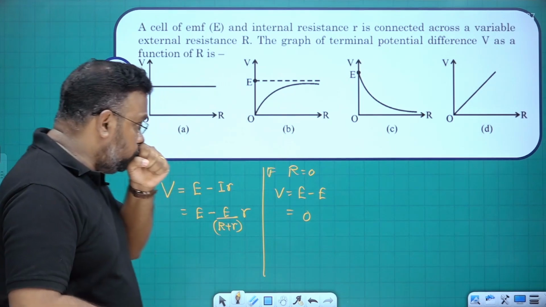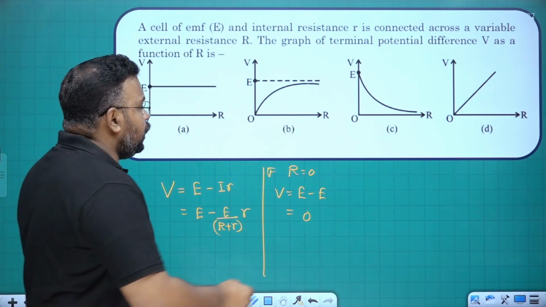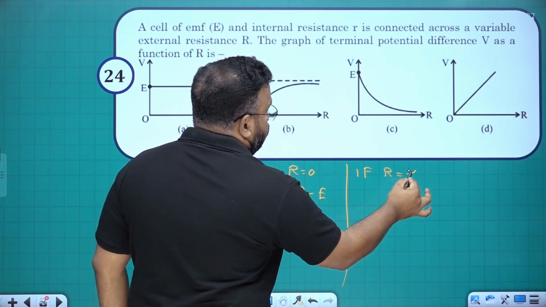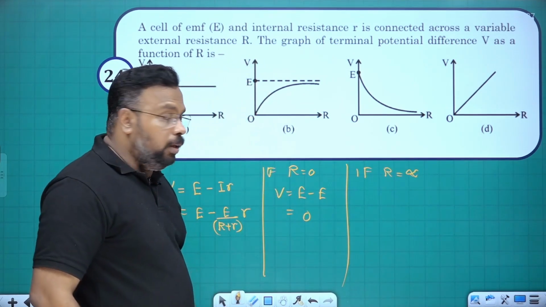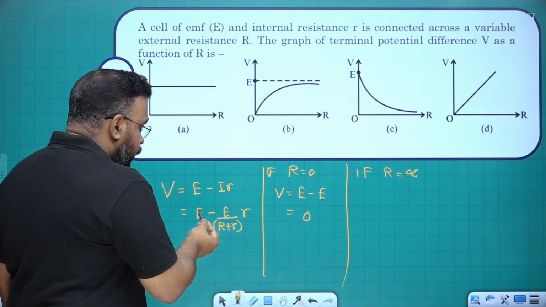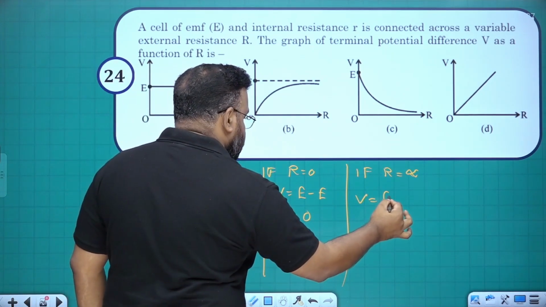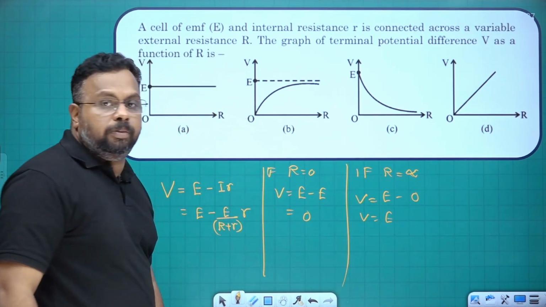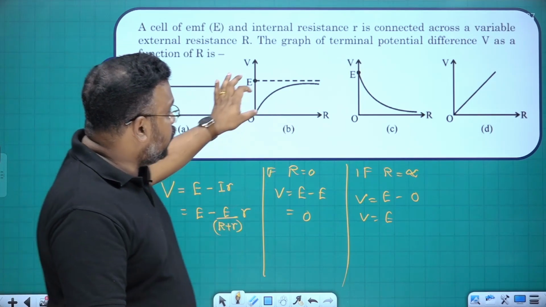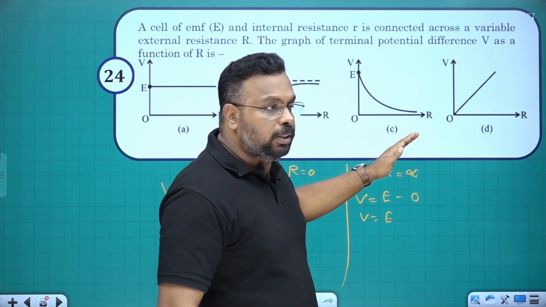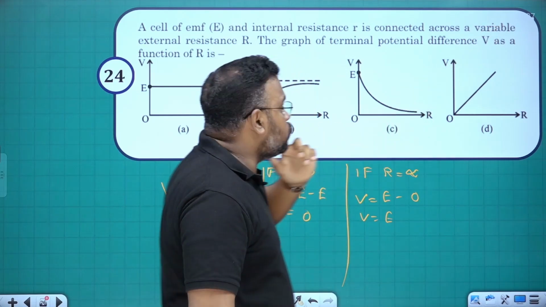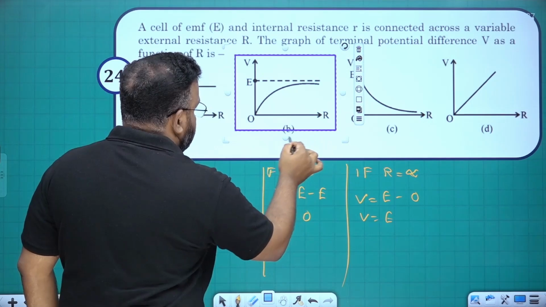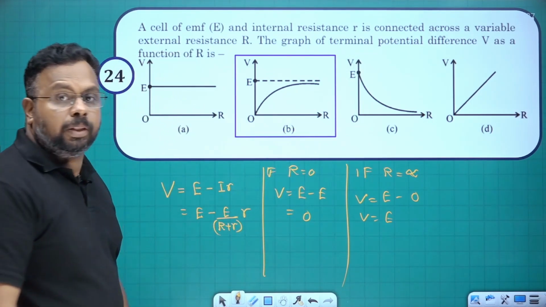Then how can you find which one is correct? For that, I will take the maximum possible value. That means if R is equal to infinity, what do we get? V is equal to E minus E r by infinity, and something by infinity is 0. So V is equal to E. So the maximum possible value of V is the EMF only, when R is equal to infinity. So this graph is not possible because you can see it keeps on increasing. So which is the right one? Right answer is this one. It's a repeating question, dear students, so please focus on it.